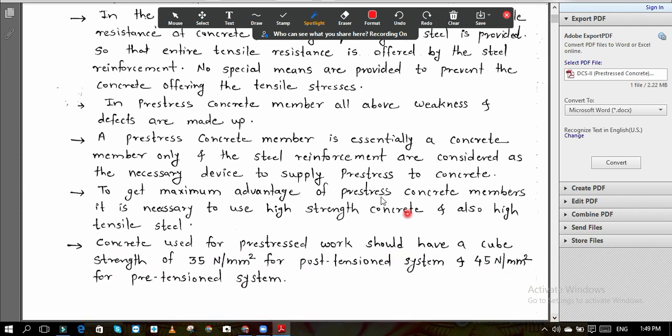Here, in the precast concrete member, all above weaknesses and defects are made up. If you consider the pre-stressed concrete member, whatever difficulties and weaknesses are stated above, those 3 points are getting eliminated.